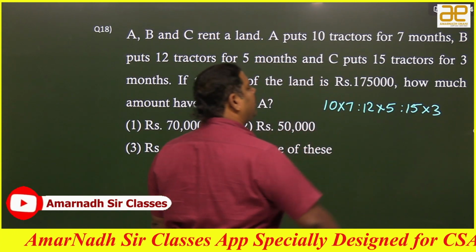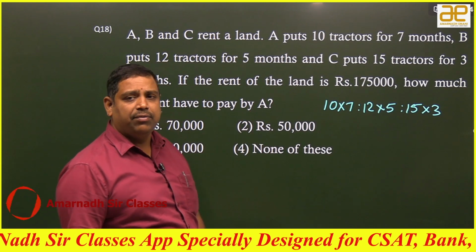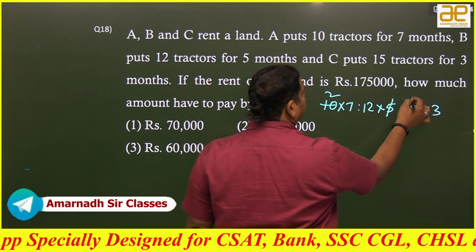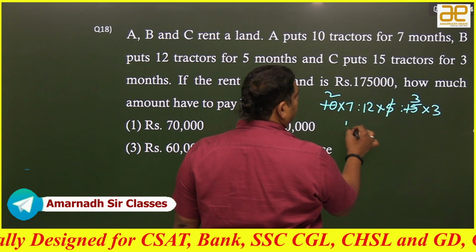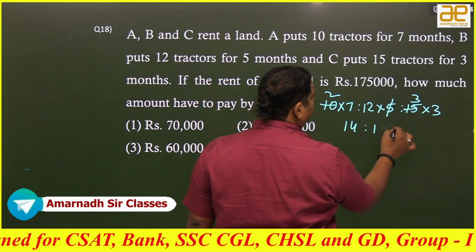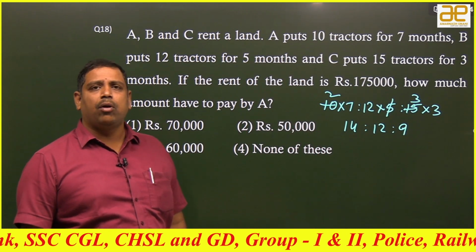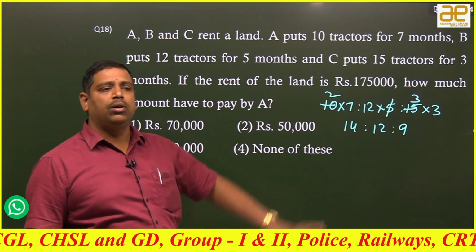In all the three, 5 is common. Let's cancel with 5. 5 2s, 5 cancel, 5 3s. 2 7s are 14 is to 12 is to 3 3s are 9. So, they should distribute the rent in the ratio 14 is to 12 is to 9.